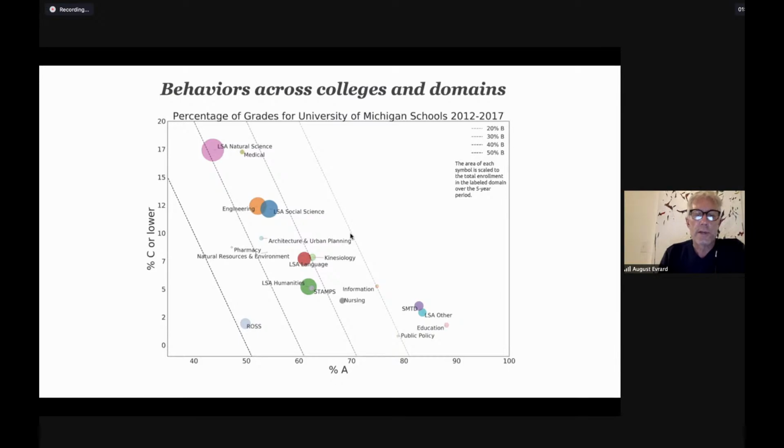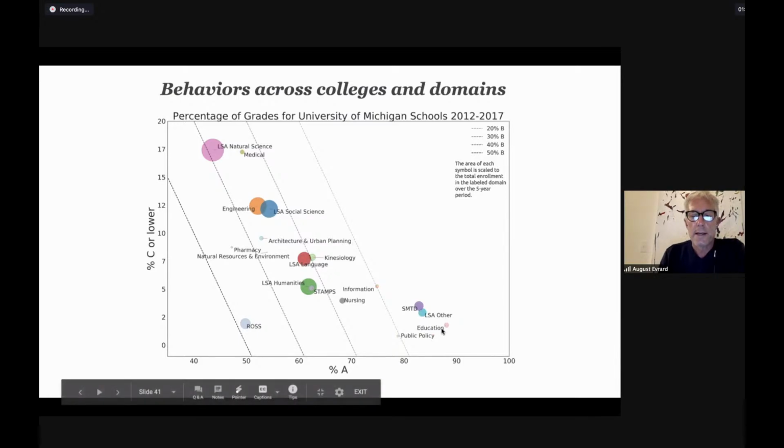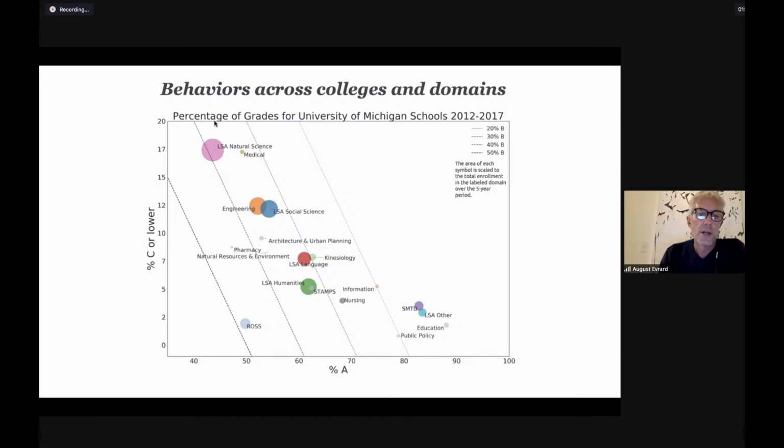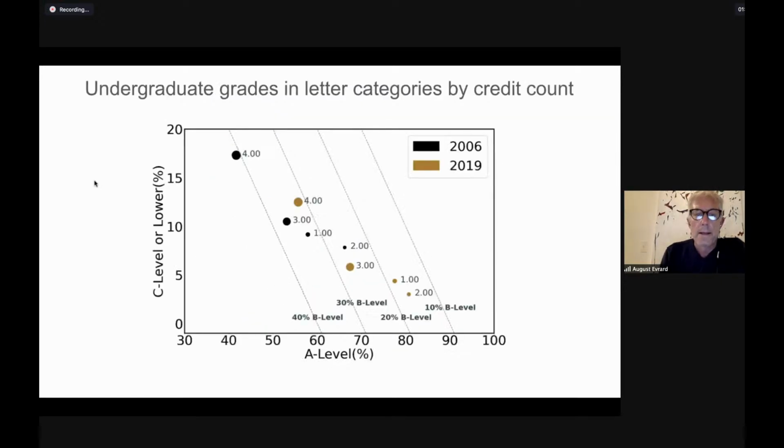And essentially what you can see here is things like education, public policy, music, theater, and dance are pretty high on the A range. Natural sciences and the med school, not so much, and they give out 17% C or lower grades as well. Engineering sits kind of midway between, next to social science. And another way to look at this is to look over time and see how things have changed.